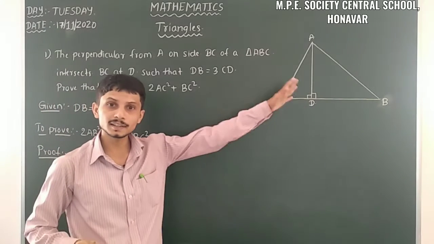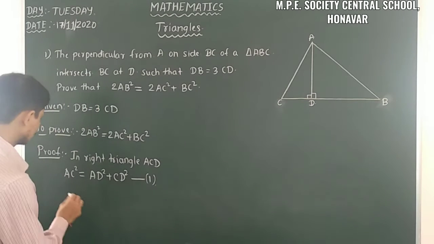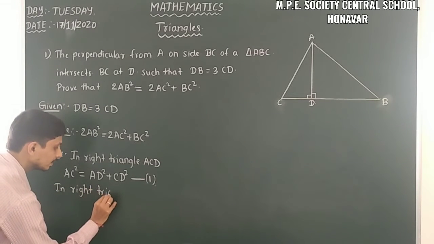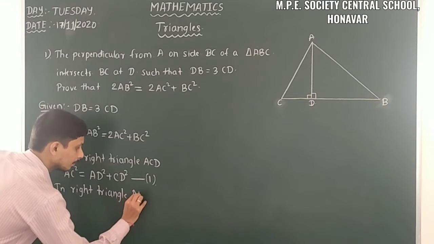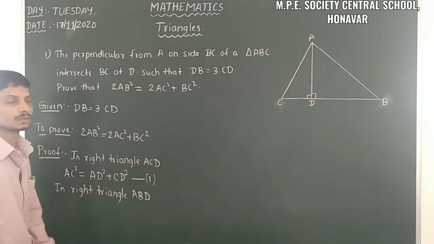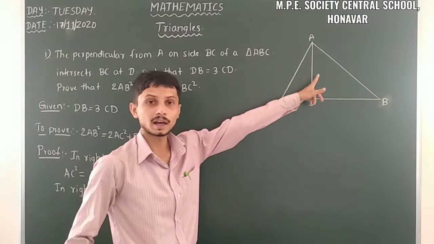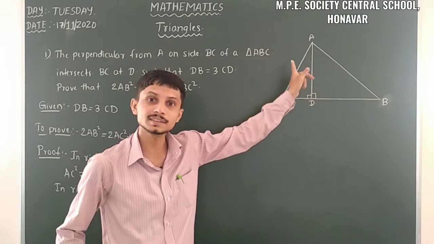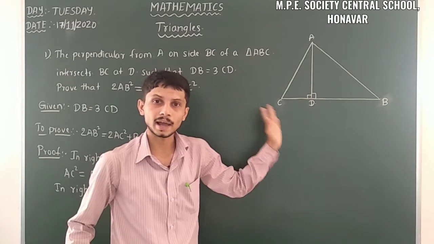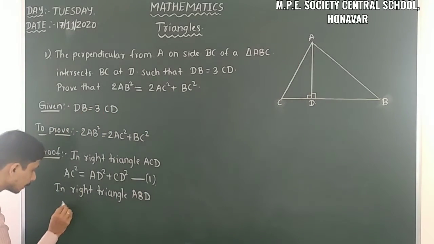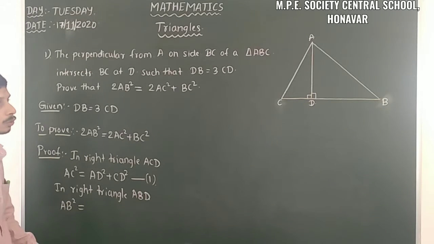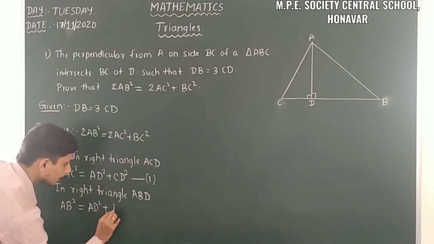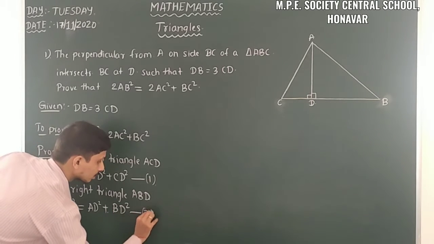Then let us take the other right angle triangle, that is ABD. In right triangle ABD, what is the hypotenuse? The hypotenuse is AB, because it is opposite to the right angle. So AB square is equal to BD square plus AD square. I will take this as equation number 2.